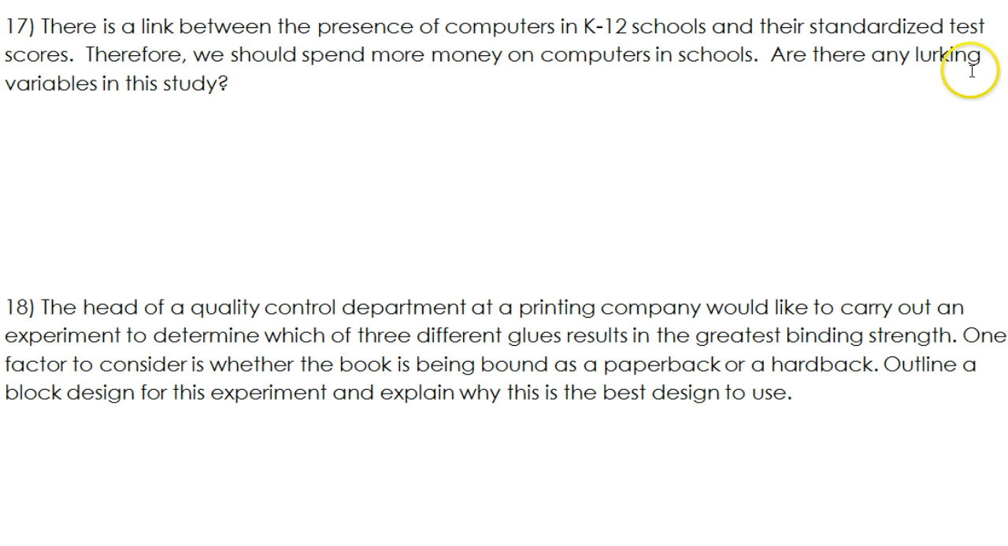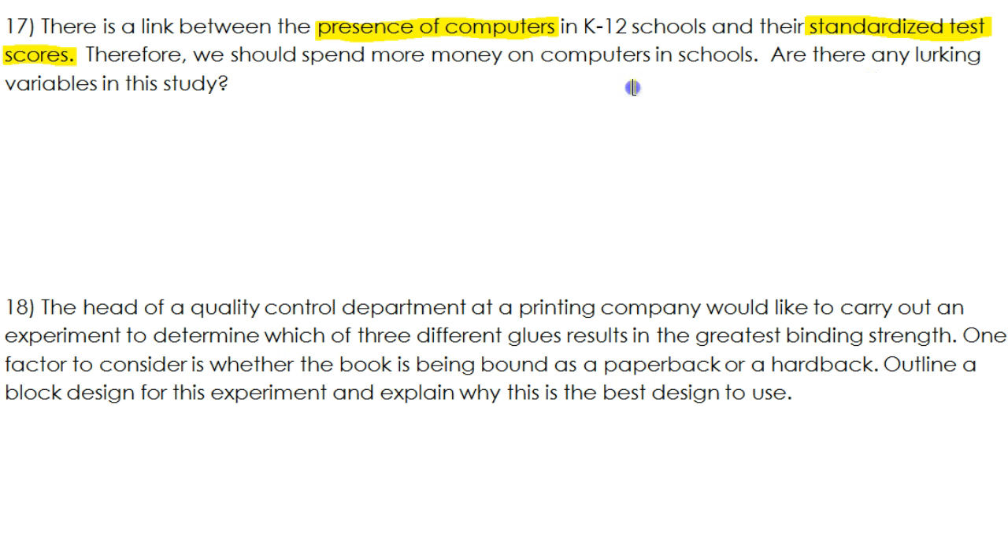Well, lurking variables are variables that are neither cause nor effect. All right? They are not the explanatory variable, and they are not the response variable. But yet, they have an effect on our interpretation of the results. So, in this little story, we have two variables. We have the presence of computers. That's one variable. And then we have standardized test scores. That's the second variable. And so they're seeing a correlation. I'm assuming the schools that have more computers have higher test scores.